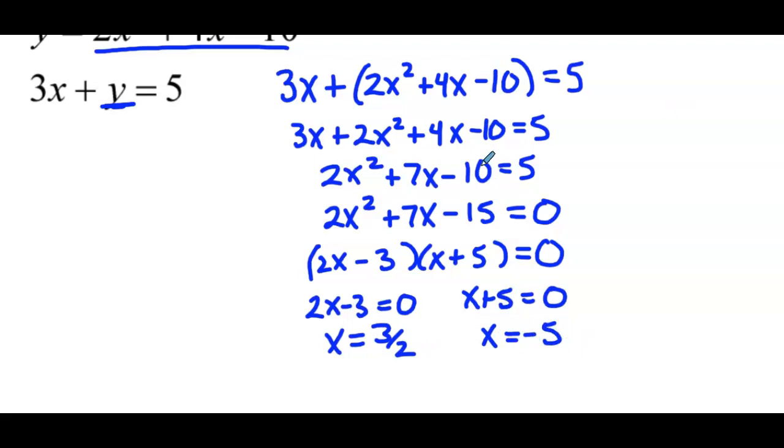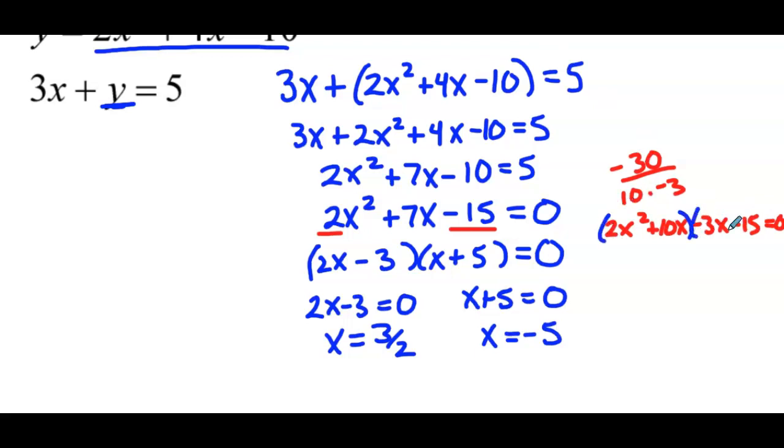Now just quickly on the side showing what you would get with the grouping method, because it's great review. We'd have negative 30, so a factor pair would be 10 and negative 3. So you'd have 2x squared plus 10x minus 3x minus 15 equals 0. And from there you would proceed to group the first two and the last two terms together and solve. And you would wind up with these two factors in the end.